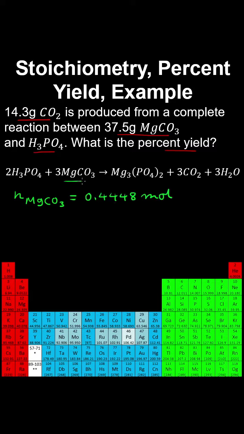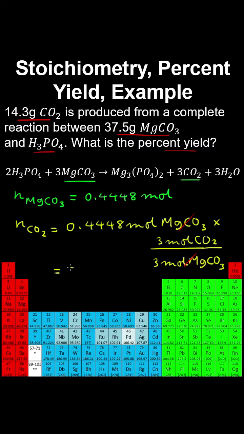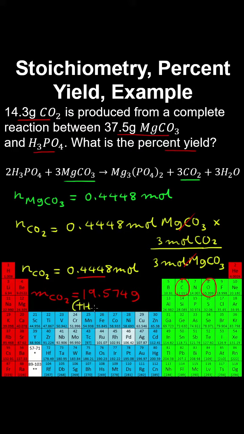And 3 moles of magnesium carbonate yields 3 moles of CO2, so converting this into a number of moles of CO2 gives the same number of moles of CO2. Now to obtain the mass of CO2 that's produced, we multiply the number of moles by the molar mass of CO2. And this is called the theoretical yield.